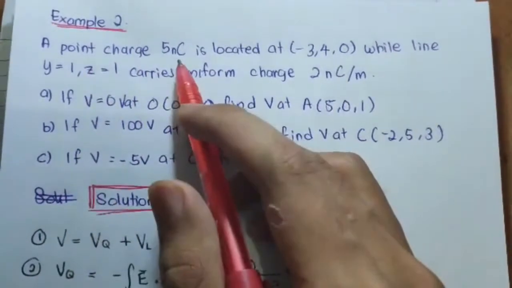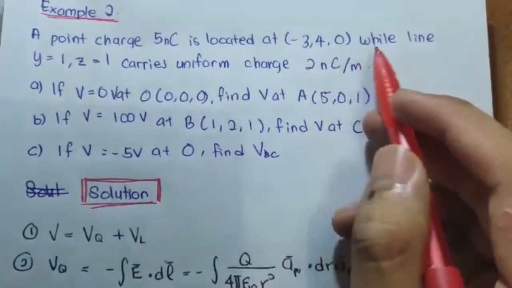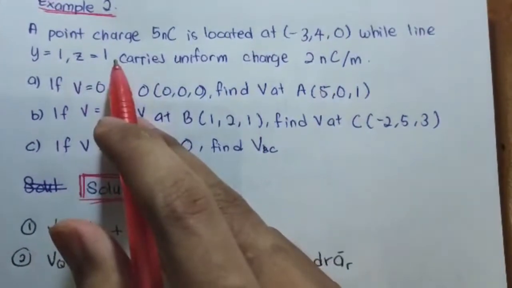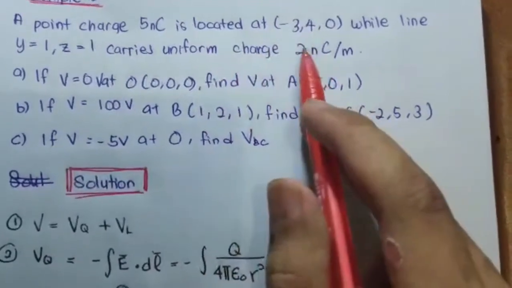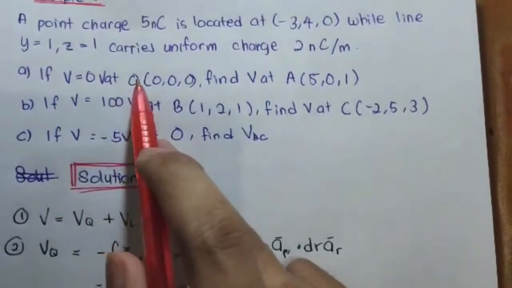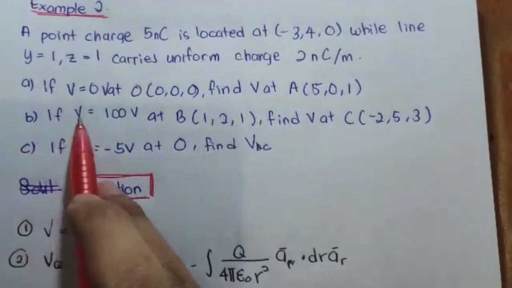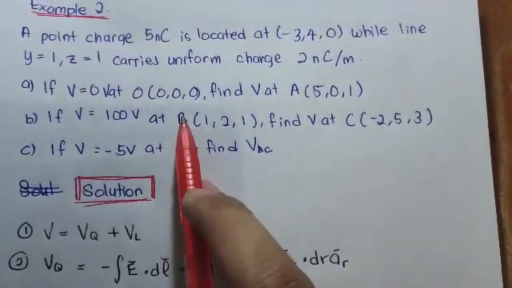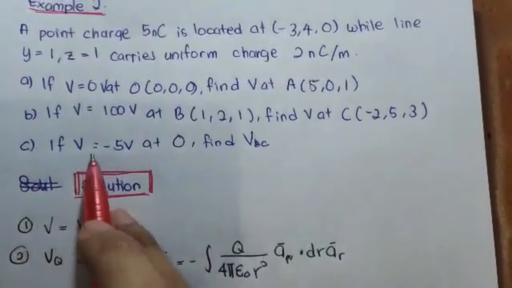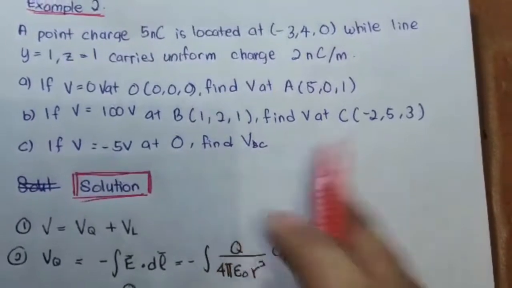Example 2. A point charge of 5 nanocoulomb is located at (-3, 4, 0) while the line y equals 1, z equals 1 carries uniform charge 2 nanocoulomb per meter. A: If V equals 0 volt at the origin, find V at coordinate A. B: If V equals 100 volt at coordinate B, find V at coordinate C. C: If V equals negative 5 volt at the origin, find VBC.